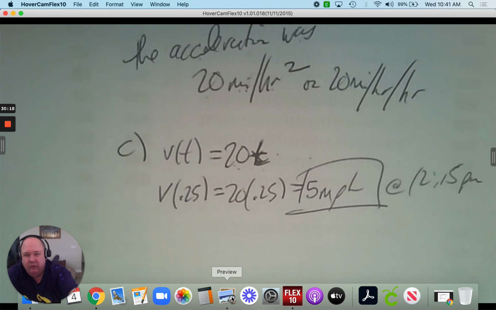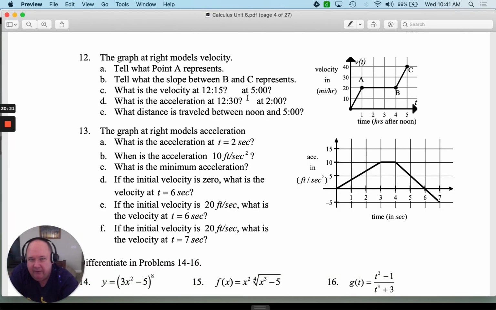What was the next one? How about at 5 p.m.? Do you see at 5 p.m.? It's right there. That's 40. You don't have to do anything fancy for that one. So if you have the answer, great. If it's in the middle of a slanted line, you have to find the equation of that line and then plug in. But this one's just there. It's 40. What is the acceleration at 12:30?